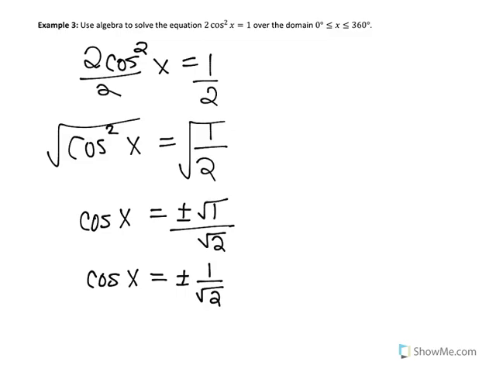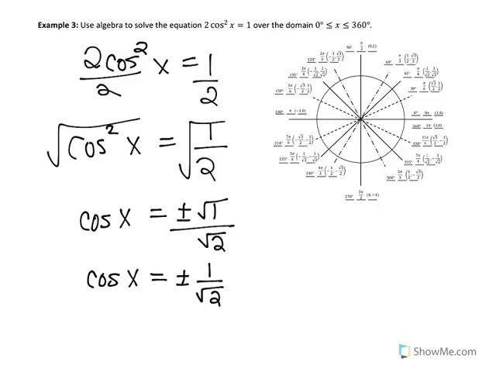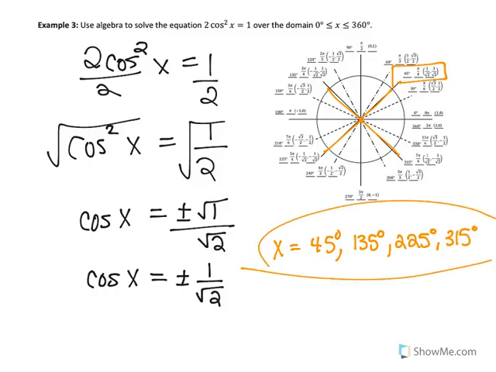Let me get out that unit circle. So cos of pi over 4 is right here. It's 45 degrees. And because it can be plus or minus, it's going to be all of these. So our answer is x can be 45 degrees. It can be 135. It can be 225. And it can be 315. So that is our answer, using that unit circle.